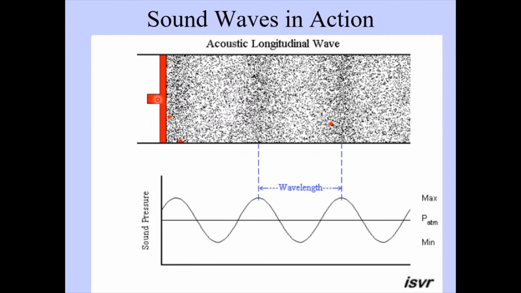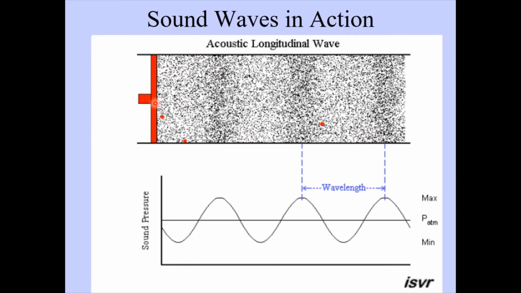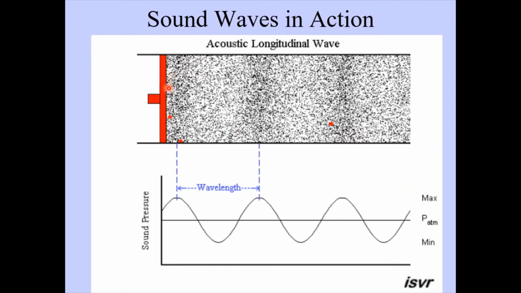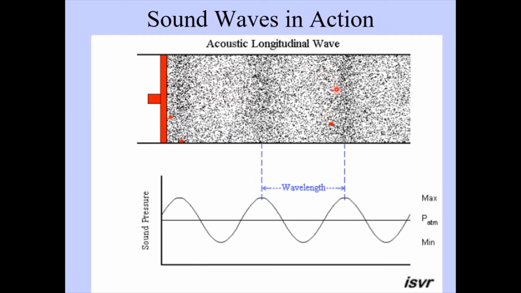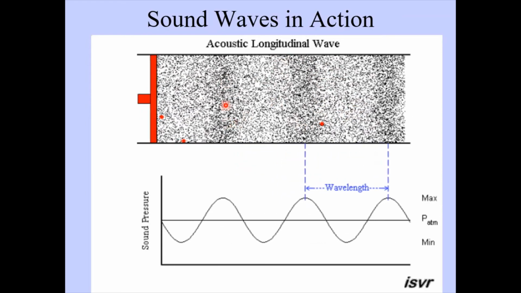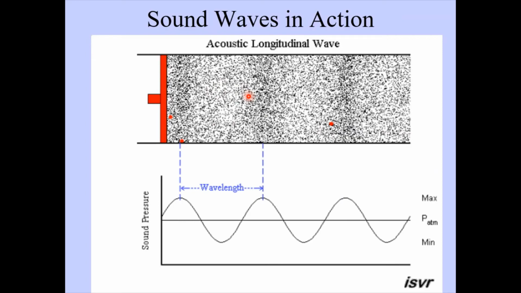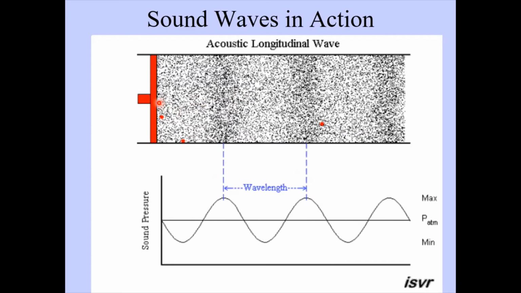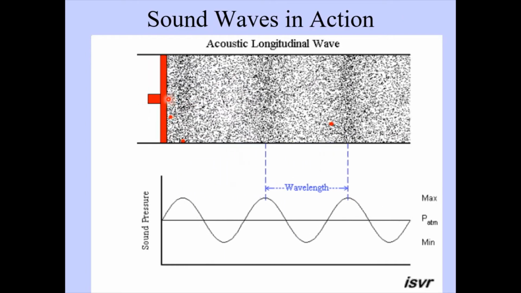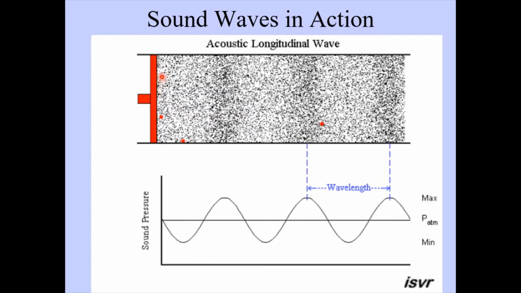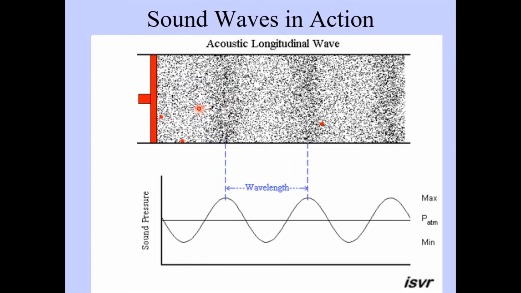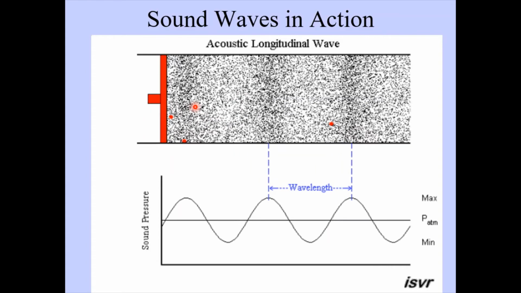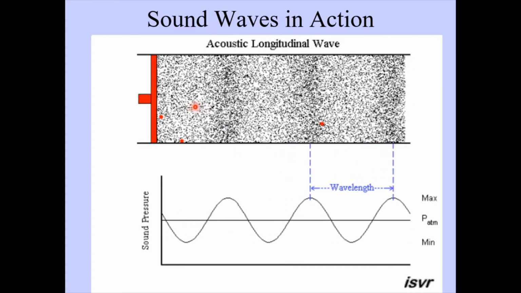You can see whenever it moves to the right, it pushes the molecules towards each other and makes a compression, one of these regions where you see it darker, where there are more air molecules closely spaced together. When the piston moves back to the left, like right now, you can see it leaves a rarefaction, a region where there's more space and less pressure between the air molecules.